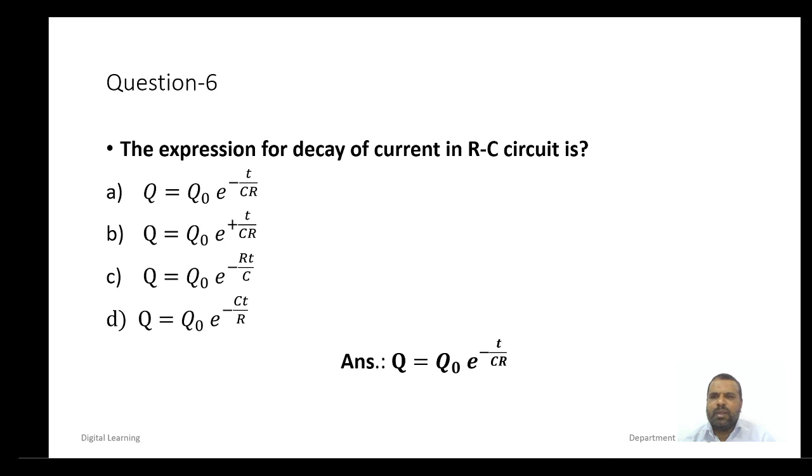Question number 6. The expression for decay of current in RC circuit is: option A, q is equal to q naught into e raised to minus t divided by CR. Option B, q is equal to q naught into e raised to plus t divided by CR. Option C, q is equal to q naught into e raised to minus R into t divided by C. Option D, q is equal to q naught into e raised to minus C into t divided by R. The correct option is q is equal to q naught into e raised to minus t divided by CR.